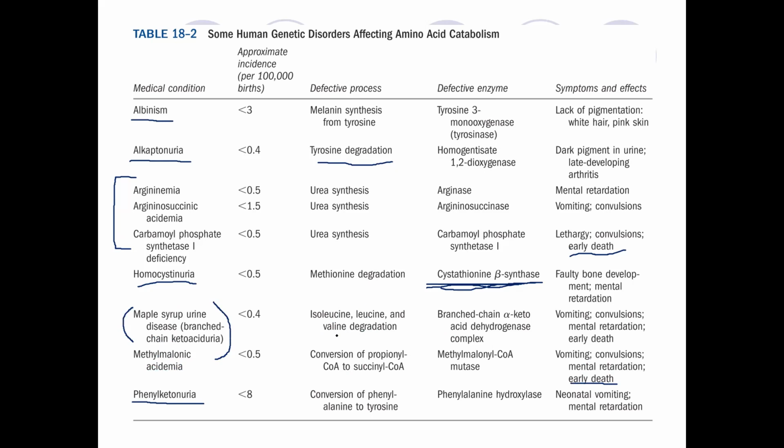And then maple syrup urine disease is due to the inability to properly degrade these branched chain amino acids: isoleucine, valine, leucine. That's due to a defect in an enzyme that degrades all of these in their first step, branched chain alpha keto acid dehydrogenase. It's a complex. Defects in that complex cause maple syrup urine disease, a very severe disease.